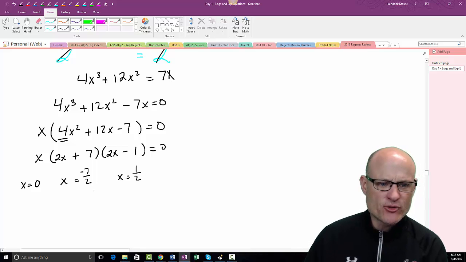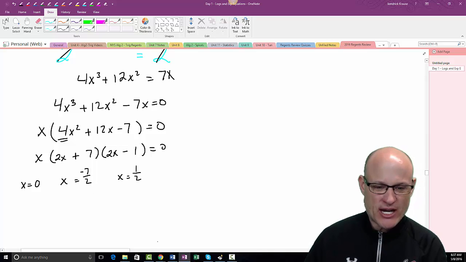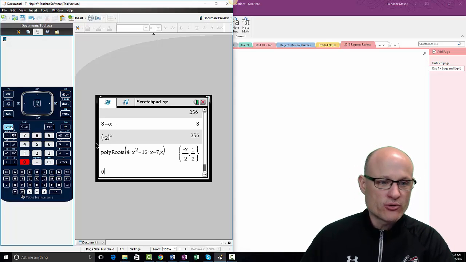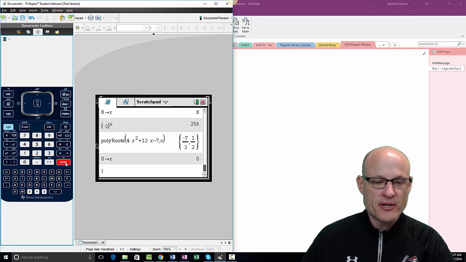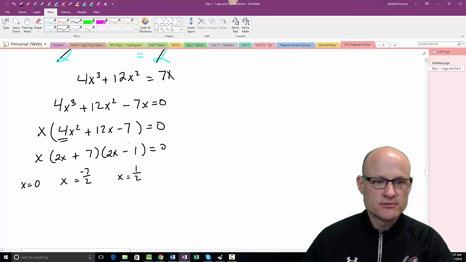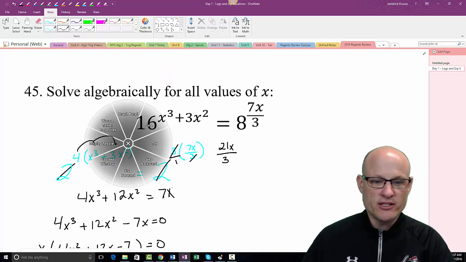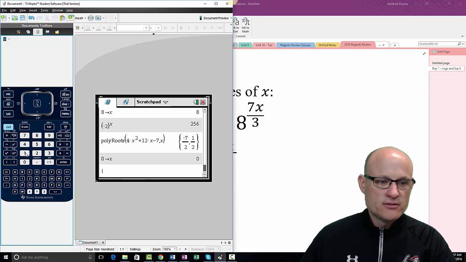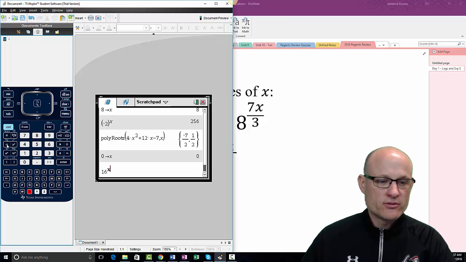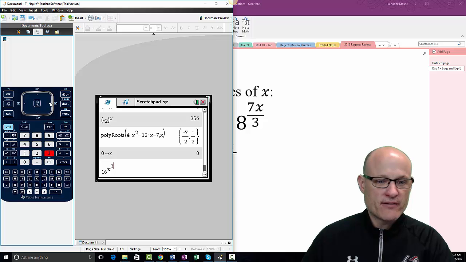All right, those are my 3 answers. I do need to check those. So I'm going to store 0 into x, 0, control var x. Checking the first one's always the pain. So 16 raised to the x cubed. Be careful to get out of exponent mode. Plus 3x squared. Again, checking the first one's always a pain.